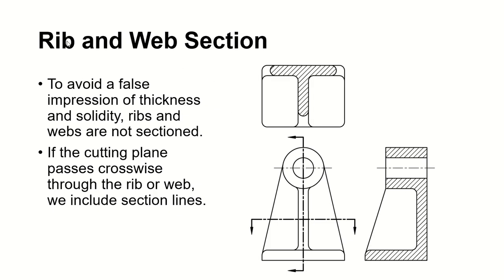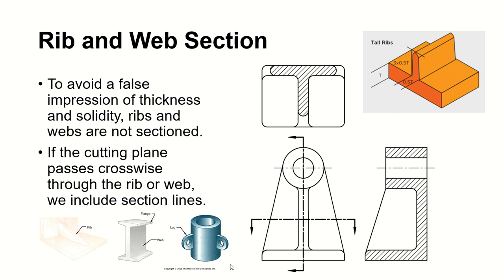Okay, so when you deal with your rib and your web features, we don't section them. I'll show you. The only time we're going to include the rib and the web is when the cutting plane cuts crosswise through them. The web is just like here. We include the section lines.